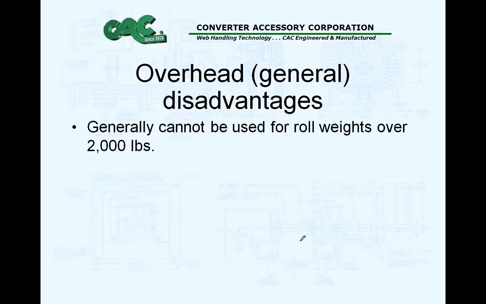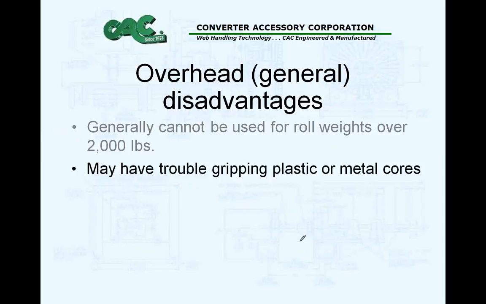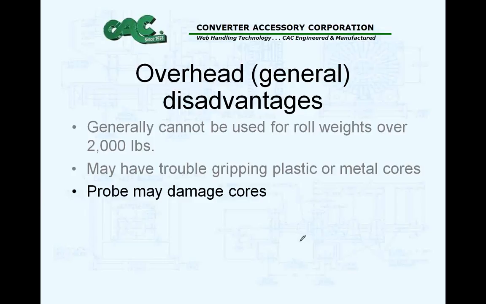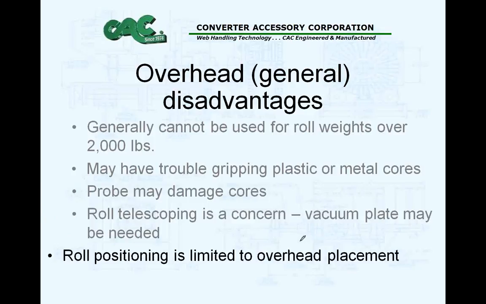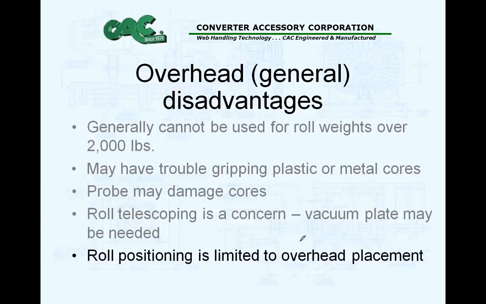Some disadvantages to overhead systems: they can't handle real heavy rolls of material. You could have trouble, as with any probe device, with grabbing plastic or metal cores, and core damage is always a concern if you're going to reuse cores. Telescoping is always a concern. You may need a vacuum plate to help with that. And obviously, with an overhead system, roll positioning is limited to wherever you have overhead in your plant. So if you don't have an overhead I-beam system out in, let's say, your loading dock area or over by your machine, you can't use overhead systems in those areas.